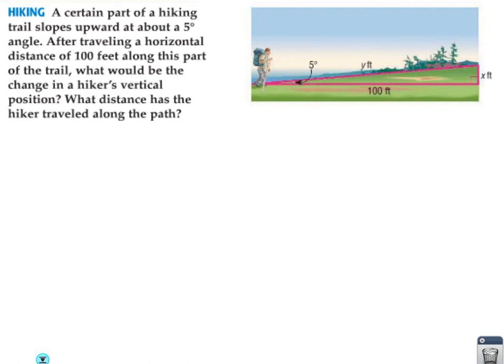Here's your word problem. It says a certain part of hiking trail slopes upward at about 5 degrees. After traveling a horizontal distance of 100 feet along this part of the path, what would be the change? And I don't think we're ready for that. I don't know how that snuck in there, because that's actually solving triangles. We'll get to that later.